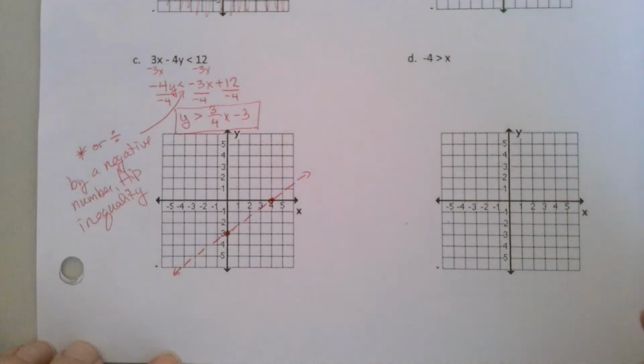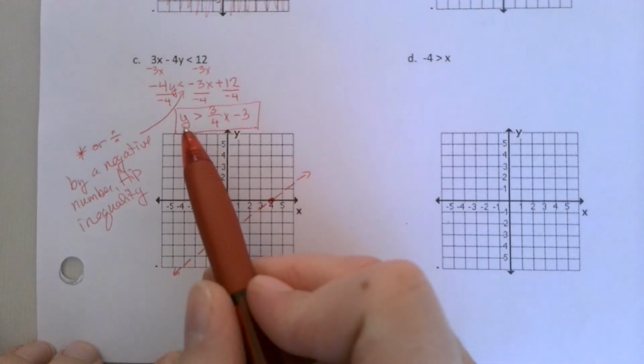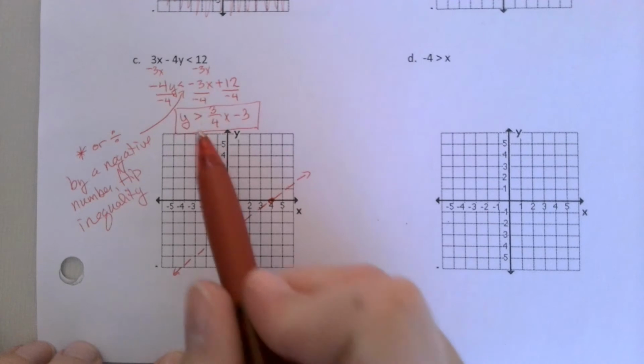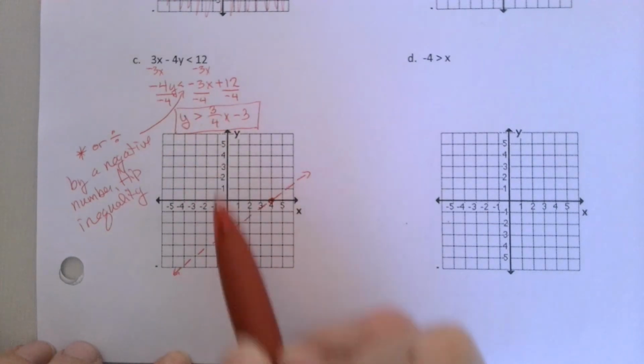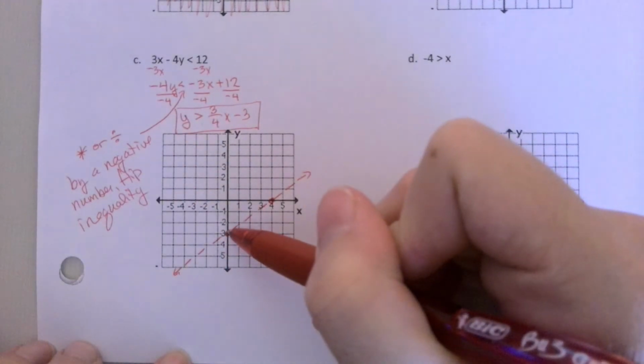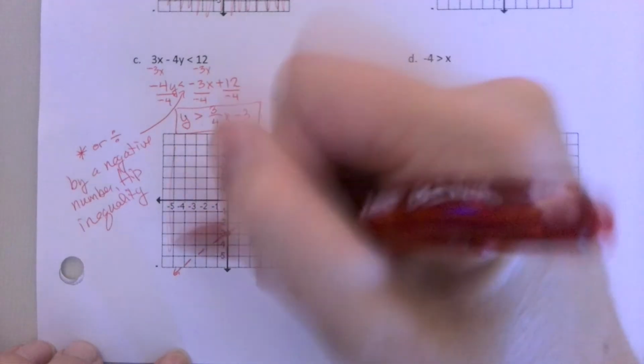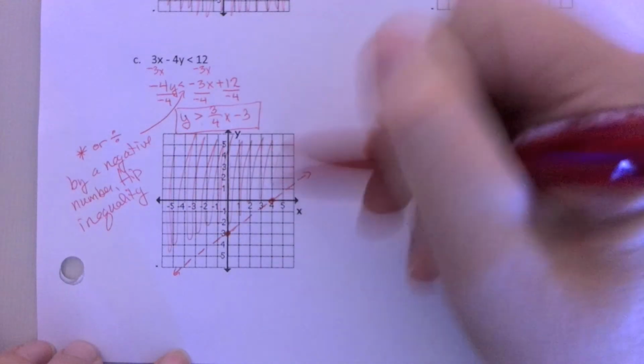So again, two theories on shading. Here's my line, y is greater. I don't want to go back up here. I want to use my final answer. Y is greater. If I look at my line, y is greater as I go up. So I'm going to shade the upper half of this region.